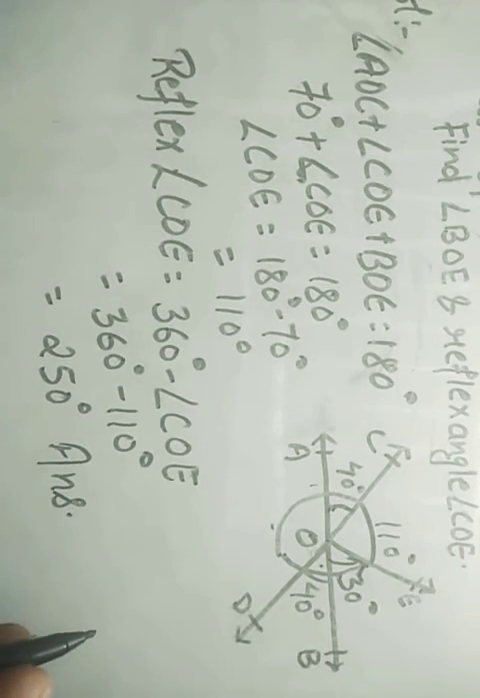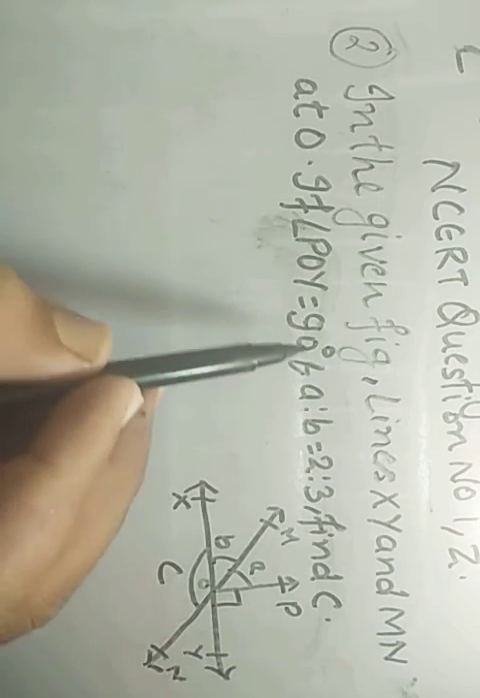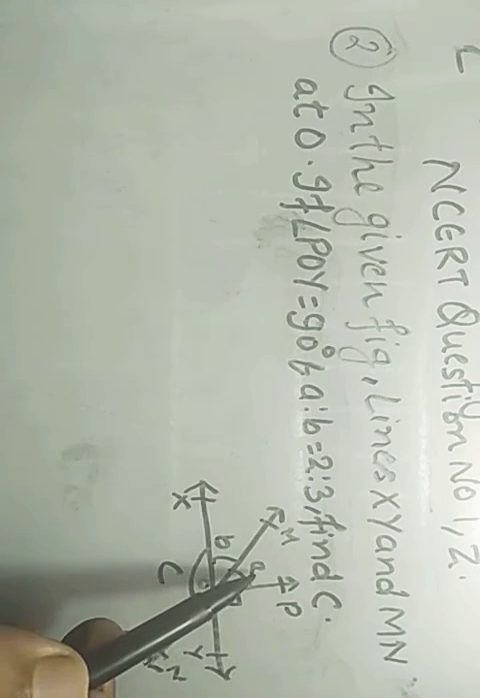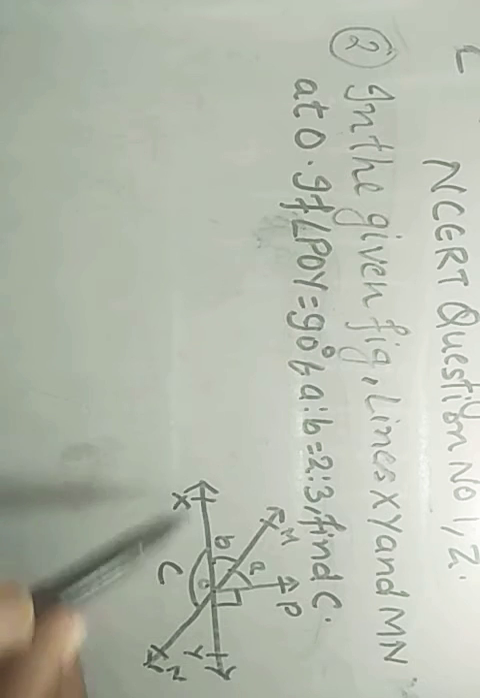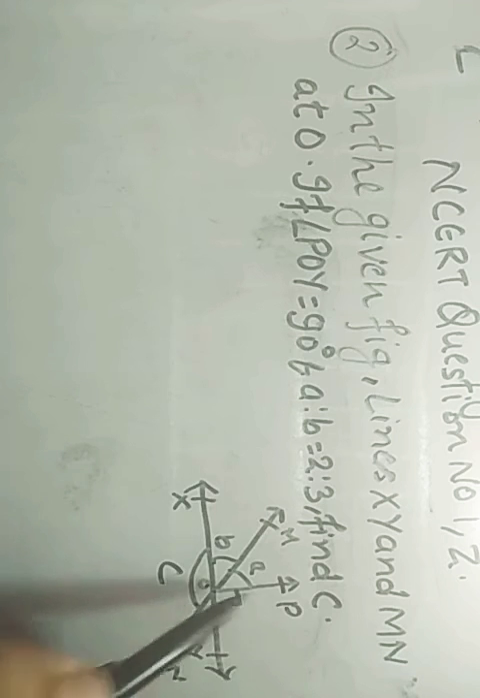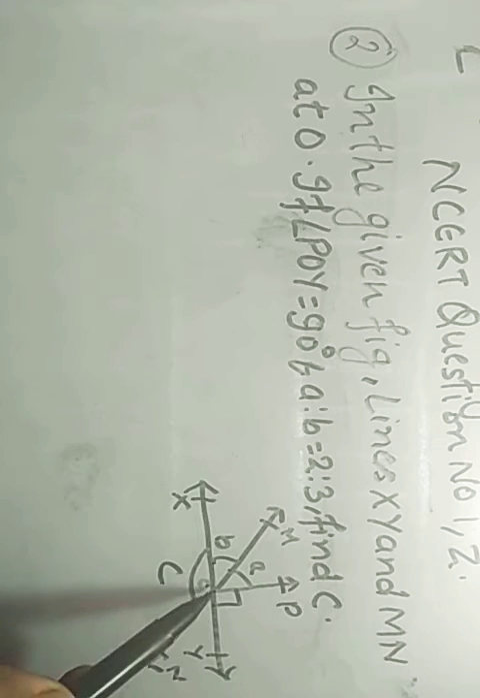Now moving to question number 2. In question number 2, it is given that in the given figure, lines XY and MN intersect at O. If angle POY is equal to 90 degrees and the ratio of A and B is equal to 2:3, we need to find angle C. It is given that XY and MN are straight lines, and line OP is perpendicular to it. So angle POY is equal to 90 degrees, and we can find angle POX.